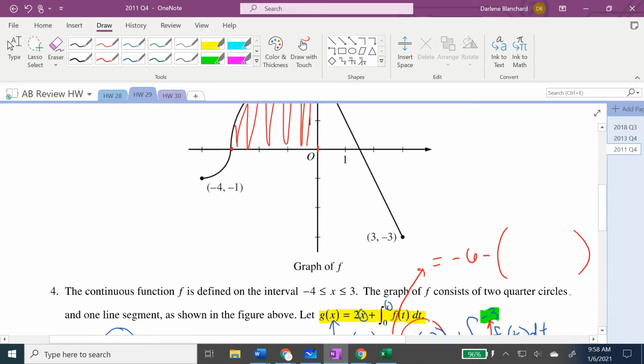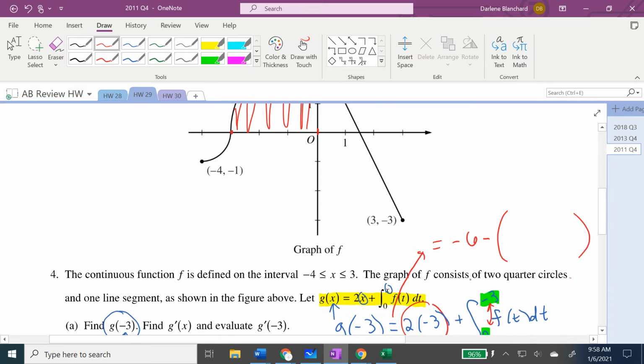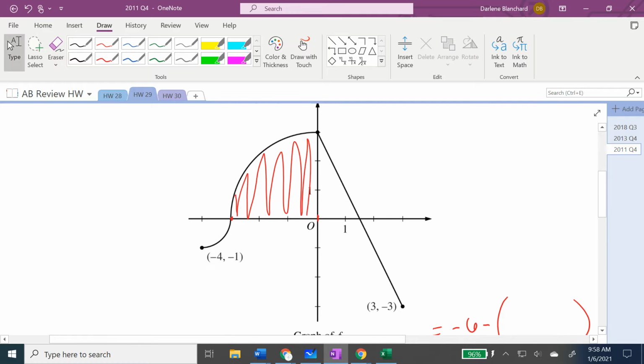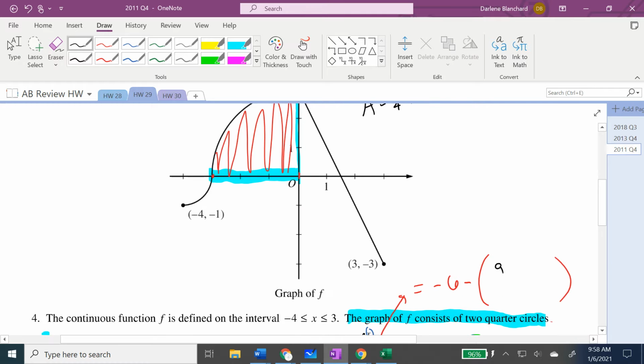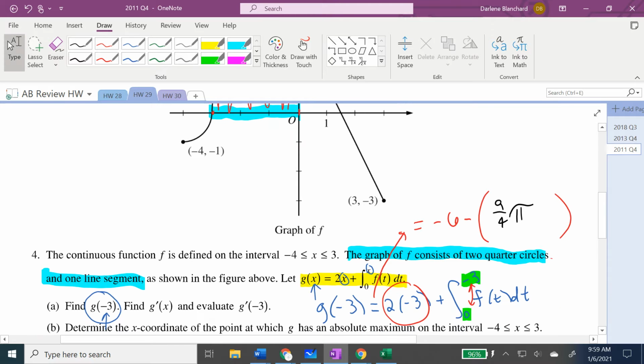Now the problem tells me that the graph of f consists of 2 quarter circles and 1 line segment. This is a quarter circle with a radius of 3. So the area of the circle is 1/4 of pi times 3 squared. So 9/4 pi. And that is g of -3.